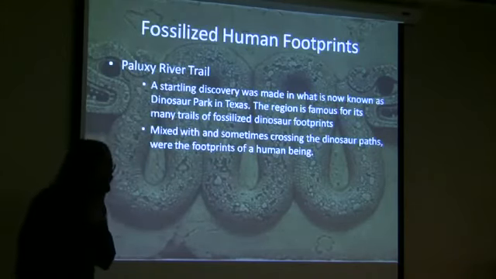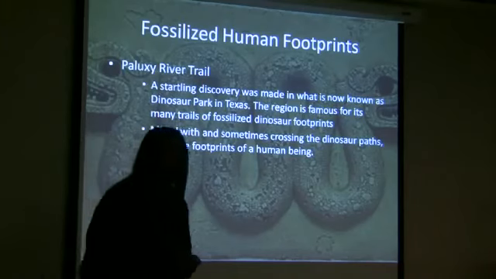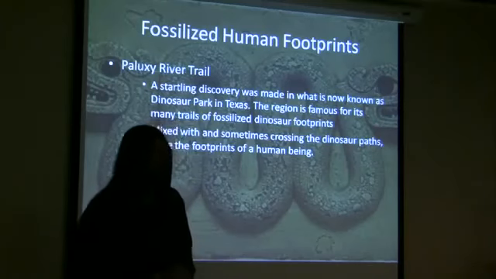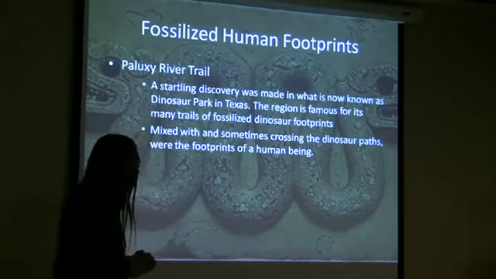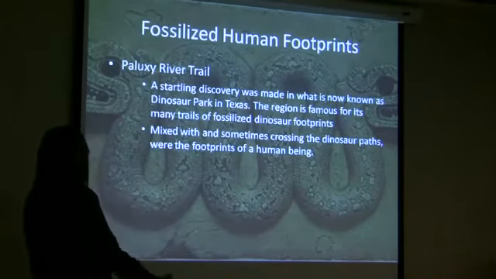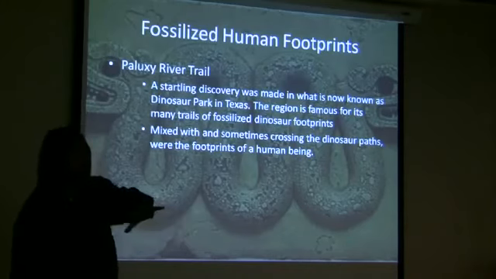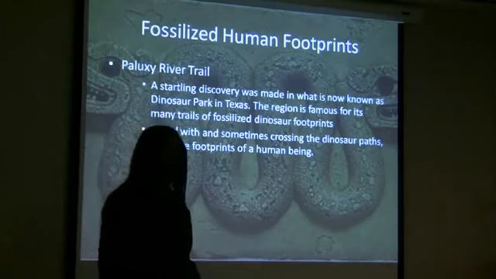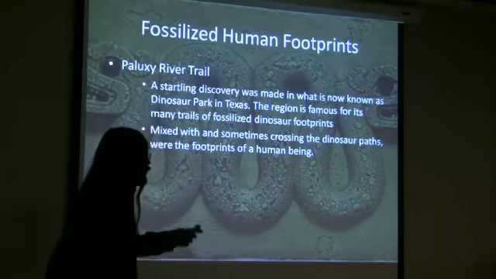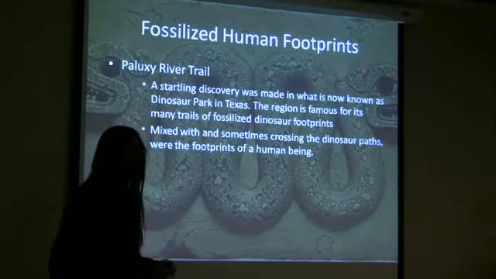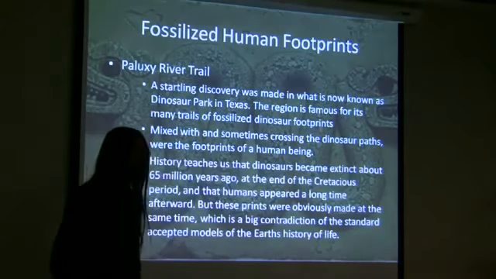As more and more of the area was explored and uncovered, mixed with, and sometimes crossing over the paths of the dinosaur tracks were the footprints of human beings. Footprints of bipedal, two legs standing upright with toes, just like we have. So there's your tracks of your dinosaurs, and over here were your tracks of human footprints. And that, of course, was a huge controversy because as far as we're concerned, there definitely weren't human beings around the time of the dinosaurs.